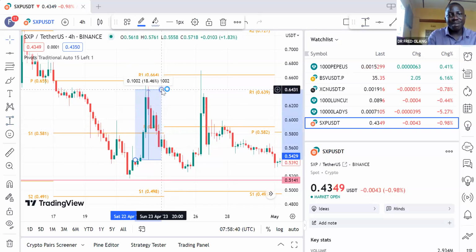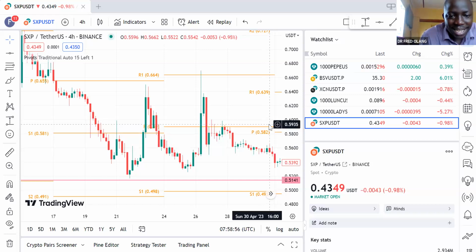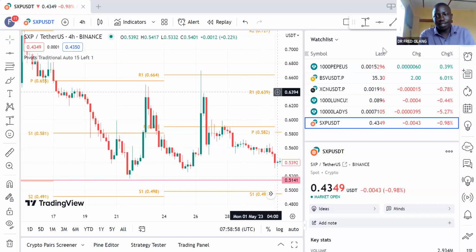If you just be patient, by the way, trading is about patience. If you just be patient and wait for the market to come back on the support and see what happens when it comes back on the support, you always make trades that will not last long in floating.